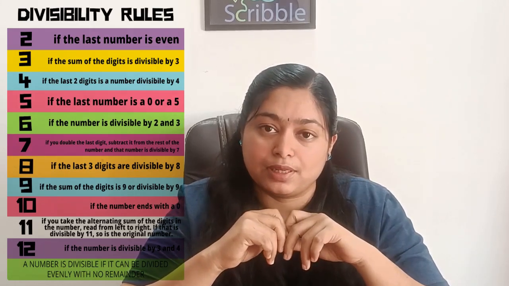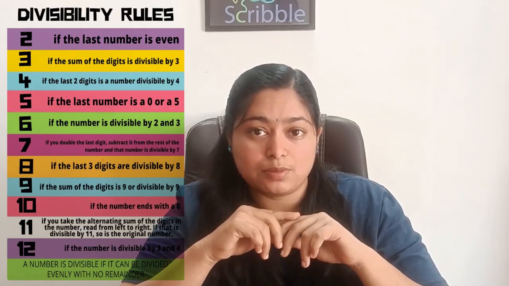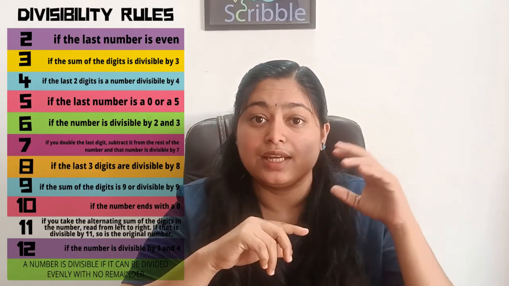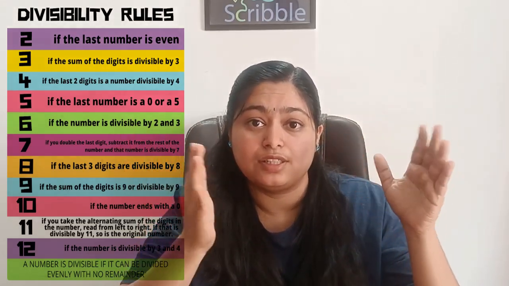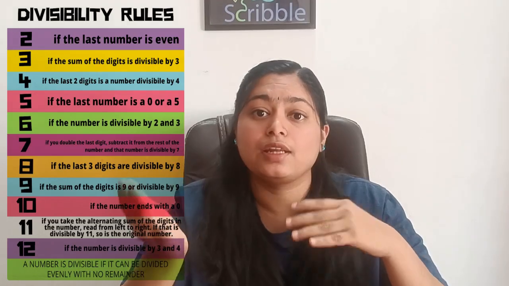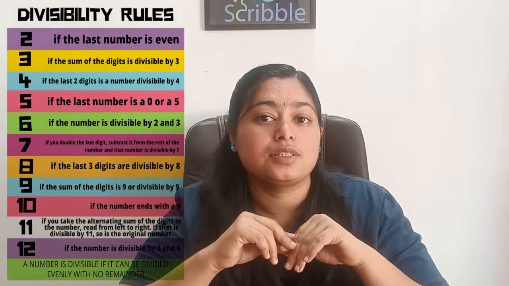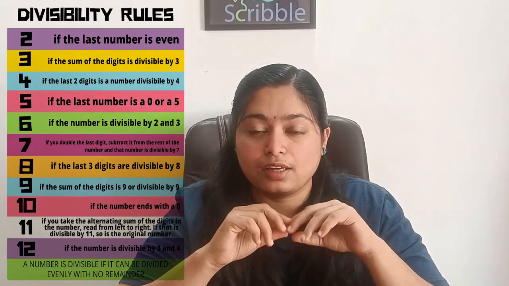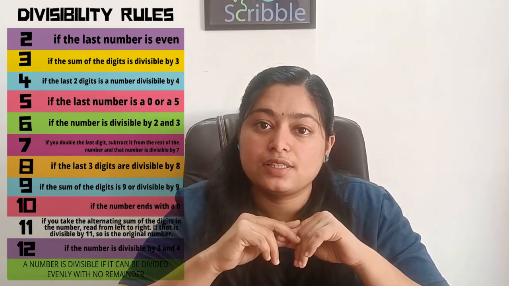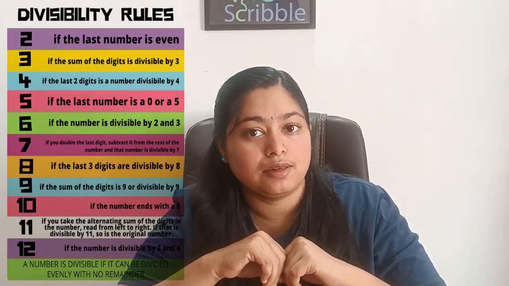Moving on to the divisibility rule of 9, just like the rule for 3, if the sum of the digits is a multiple of 9 or 9 itself, then the number is divisible by 9. And the divisibility rule of 10 is again very easy. If the last digit is 0, then the number is divisible by 10.